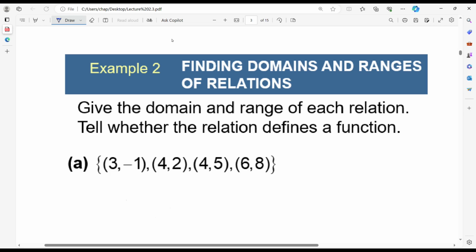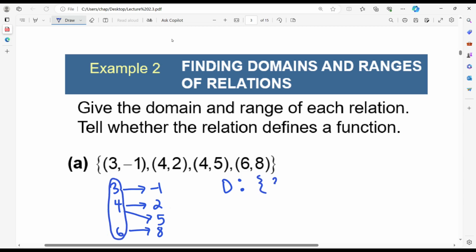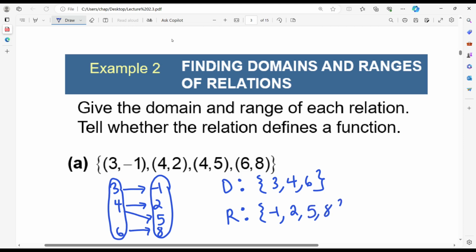Tell whether the relation defines a function. 3 gets sent to -1. 4 gets sent to 2. 4 also gets sent to 5, and 6 gets sent to 8. The domain is the set of all x values, and you can see here the x values are 3, 4, and 6. For the range, we have the values of the y coordinate, so that's going to be -1, 2, 5, and 8.